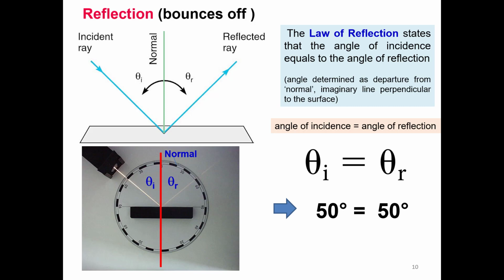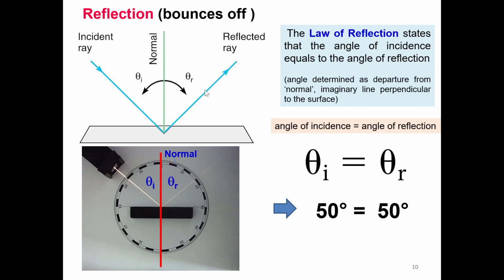Yes, the same happens with light. The incoming light interacts with the matter, with the surface, and then that light is outgoing. The incoming light is called the incident ray, and the outgoing light is called the reflected ray.